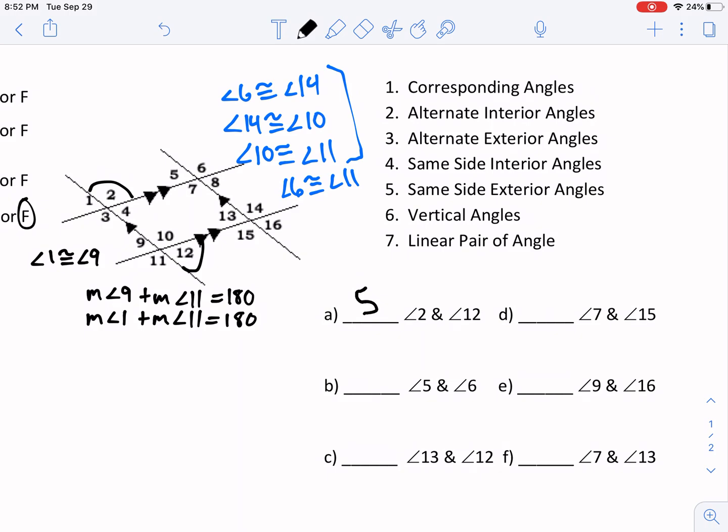What would 7 and 15 be? Well, 7 is here, 15 is here. They're on the same side of this transversal. However, one's on the inside, one's on the outside. What is that called? Corresponding angles. So that's 1. Okay. Then we have 5 and 6. Well, we kind of talked about an example earlier. Those two angles form what? Adjacent angles, specifically a linear pair, because they form a straight line. So those guys would be a linear pair.